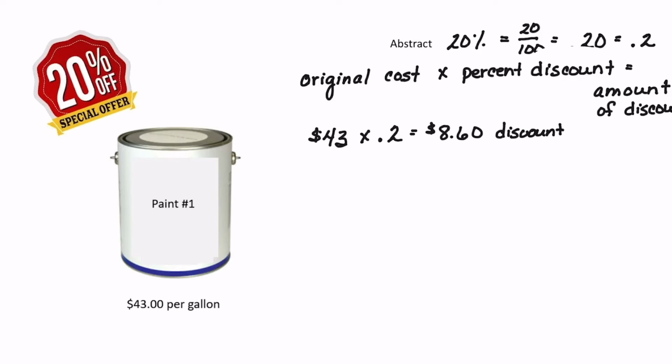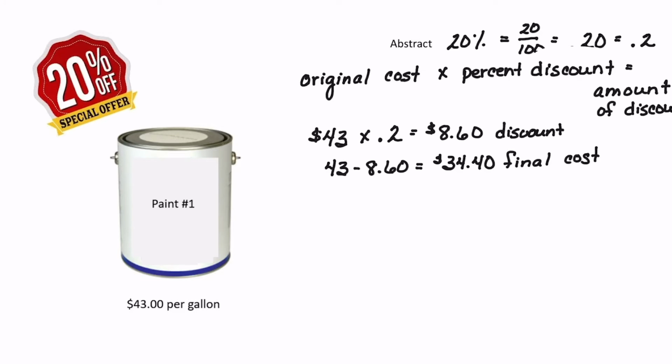Now to find my purchase price, you're going to say 43 minus $8.60. That's going to be $34.40. That's going to be my final cost.